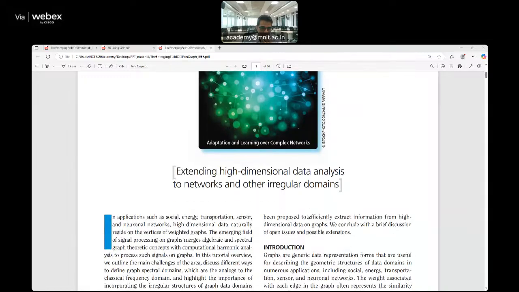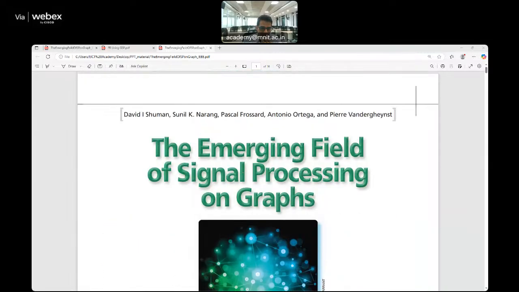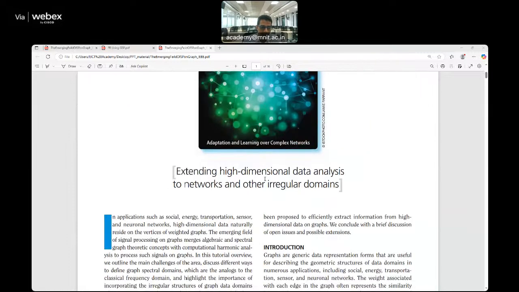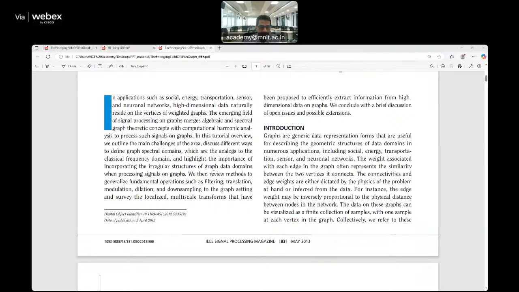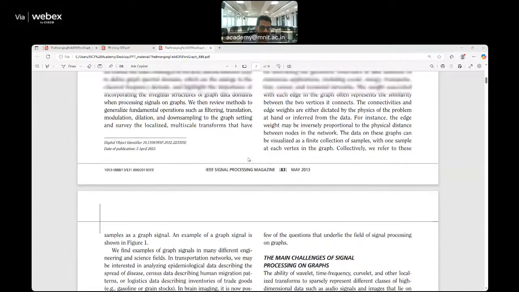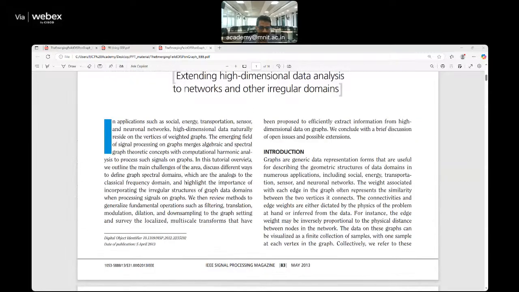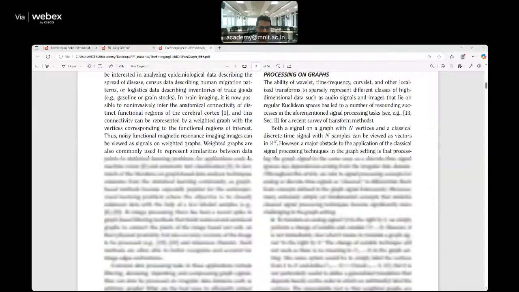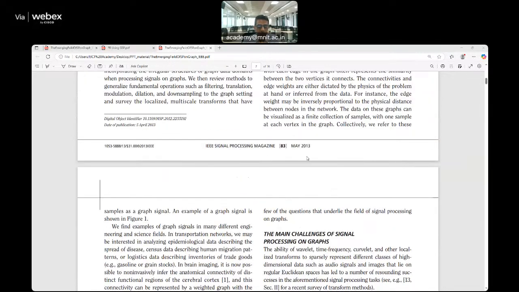So what has been shown here, see, is the emerging field of signal processing on graphs. It is saying that signal processing has been applied on a structure like a graph, and that has been shown here. When you go through it, as I said yesterday, it is part of the IEEE Signal Processing Magazine. The magazine basically introduces a new issue, new topics where these things are explained. So this is a paper of 2013.